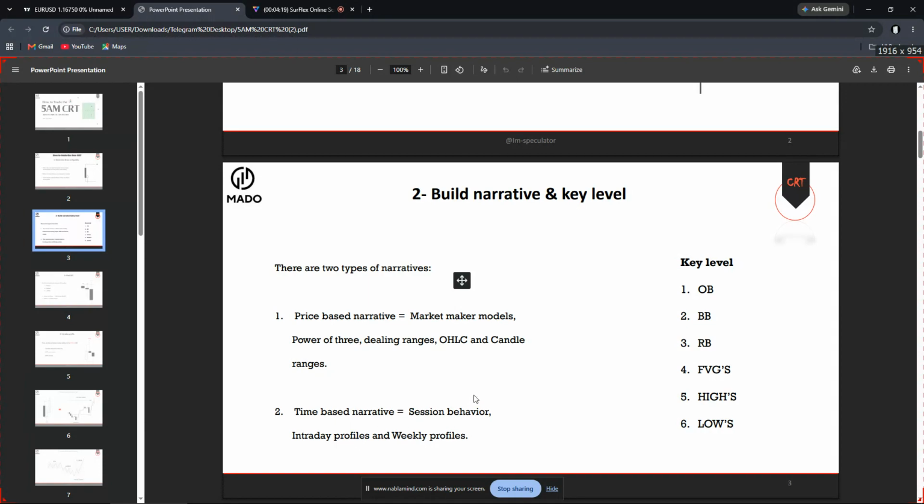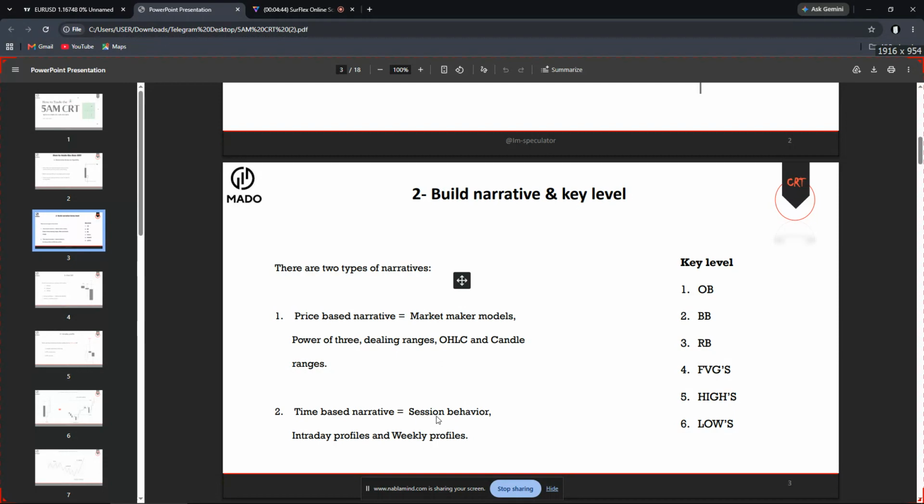Now, key levels to look for when trading the 5 a.m. CRT: we have the order block, the breaker block, the rejection block, and also the fair value gaps. These are key levels, along with old highs and old lows. These are areas to pay close attention to. When I go into the chart, I'm going to show you guys a simple example of how to take it without a blink of an eye.